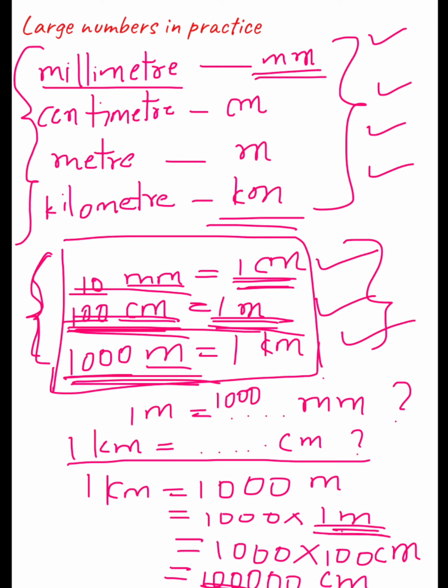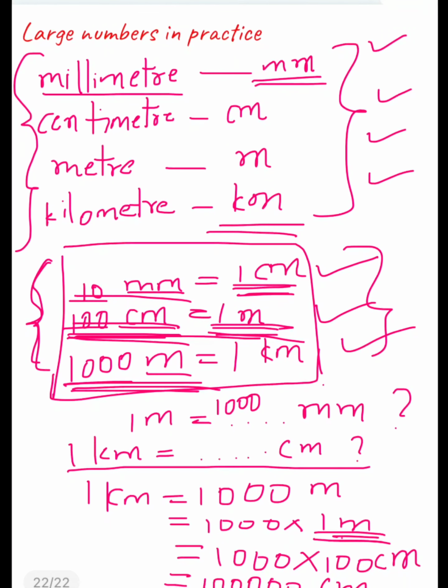Okay, so this is all about the units of length. The smallest one is millimeter and the greatest one is kilometer. You can see the relation between all these: 10 millimeter equals 1 centimeter, 100 centimeter equals 1 meter, 1000 meter equals 1 kilometer. When you are thorough with these three equations, then you can convert one unit to another. Now let's see the units of weight.